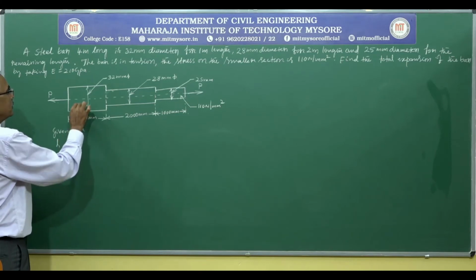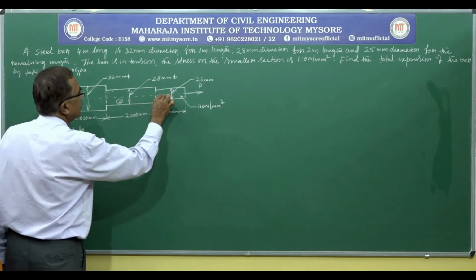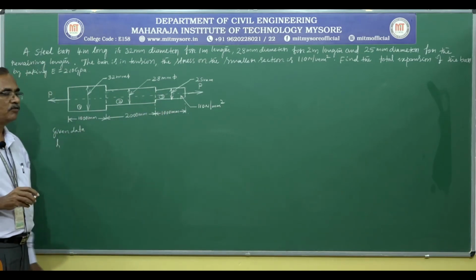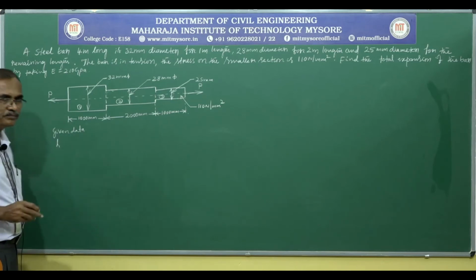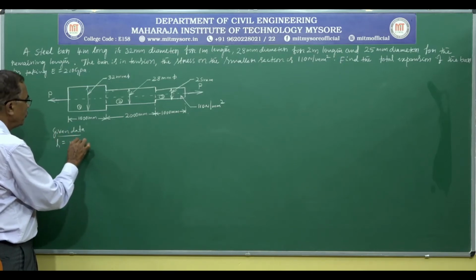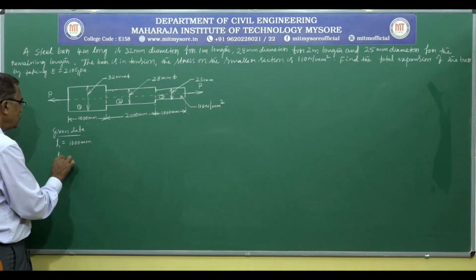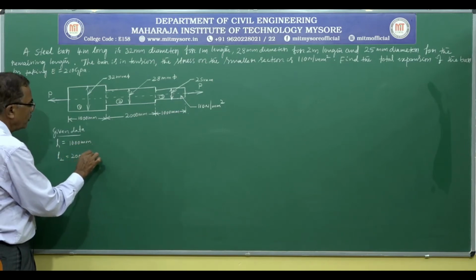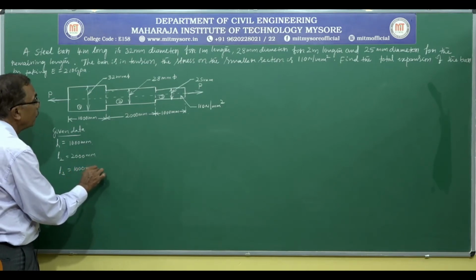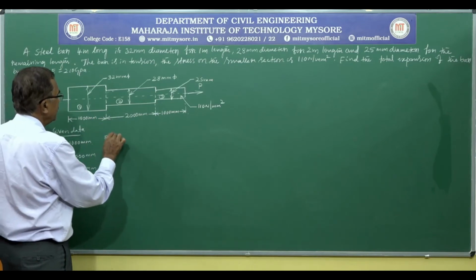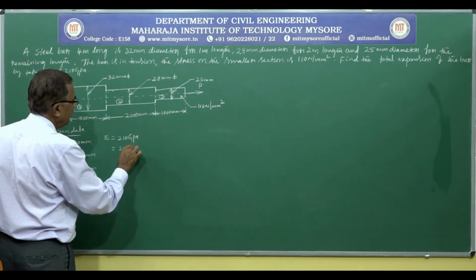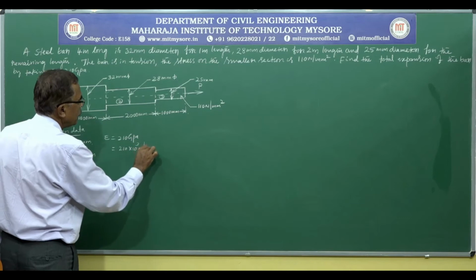If you consider this as number 1, 2, 3, here it is a bar of varying cross section subjected to an axial force or axial load. No need of drawing free body diagram. Directly we can write the given data. L1 is equal to 1000 millimeter, L2 is equal to 2000 millimeter, and L3 is equal to 1000 millimeter. Given Young's modulus of the material E is equal to 210 GPa, that is equal to 210 into 10 power 3 Newton per millimeter square.